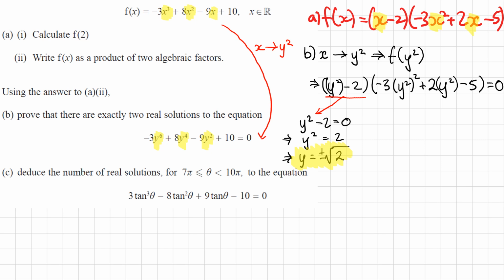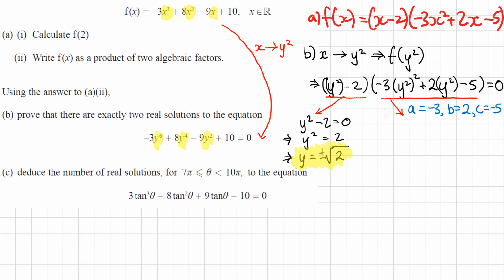Let's see if there are any more roots. And the way I'm going to do that is by looking at the second one here. And what I'm going to do is to work out the discriminant of this to see if it has any real roots. Now, if I'm going to work out the discriminant, so that's b squared minus 4ac. A is going to be the coefficient of the y squared term, so minus 3. B is going to be 2, and C is going to be negative 5.